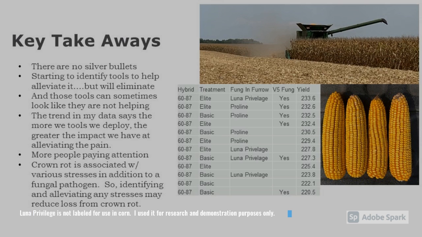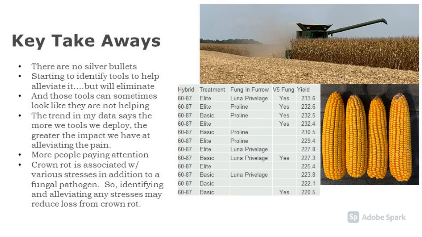To wrap this up, here's a few key takeaways I'd like to leave you with. First and foremost, there are absolutely no silver bullets when it comes to trying to manage crown rot. We are starting to identify how some of the tools we have available can help us alleviate the problem, but they will not eliminate it by no means. Sometimes these tools can look like they're not helping at all. I can cite examples where I've got a hybrid that I would consider more tolerant with an in-furrow fungicide and a V5 fungicide application and still having up to 50% infection rates.